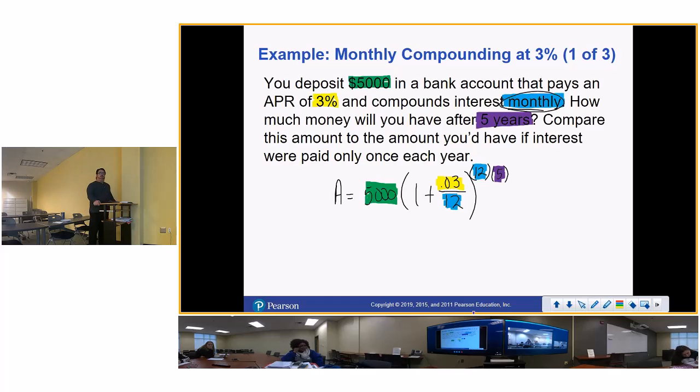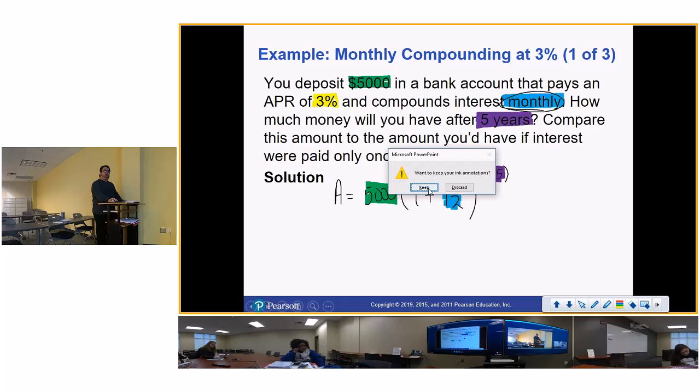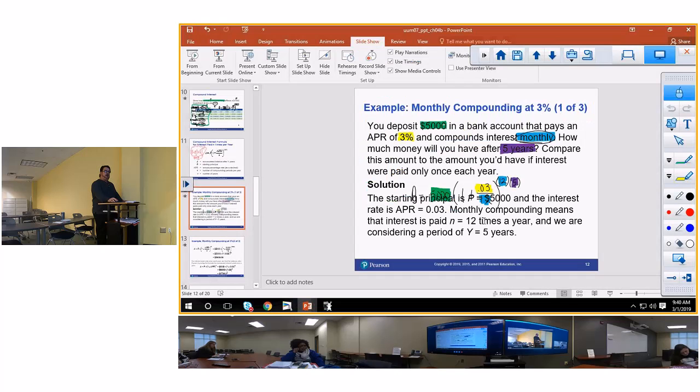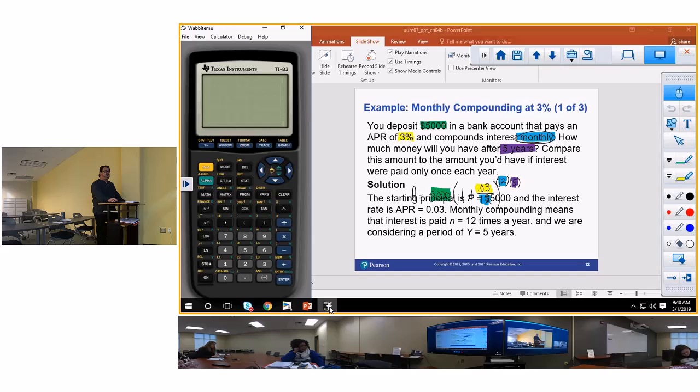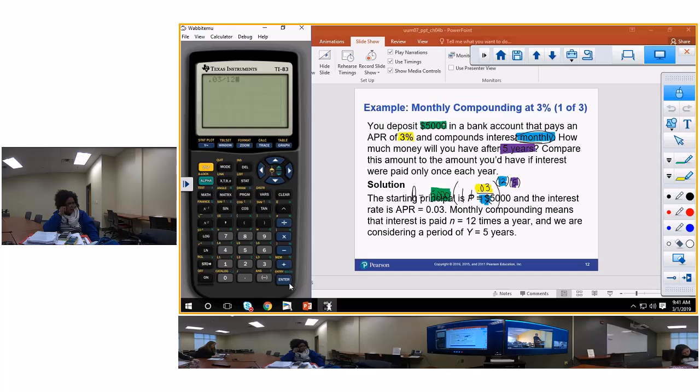Oh, Lord. All right, do the math. Now I've got to go in here and take my handy-dandy calculator. And now watch, I'm not going to write anything down. You don't have to. 0.03 divided by 12. Okay, 12. Enter. Plus what?